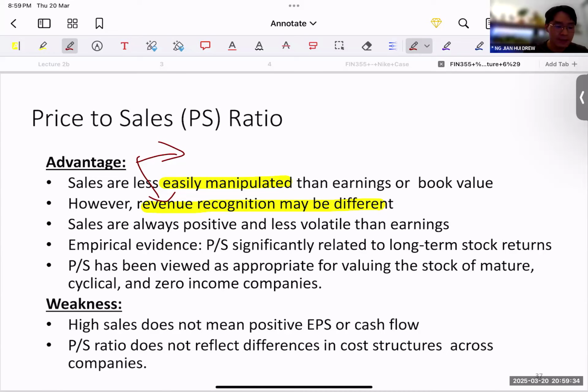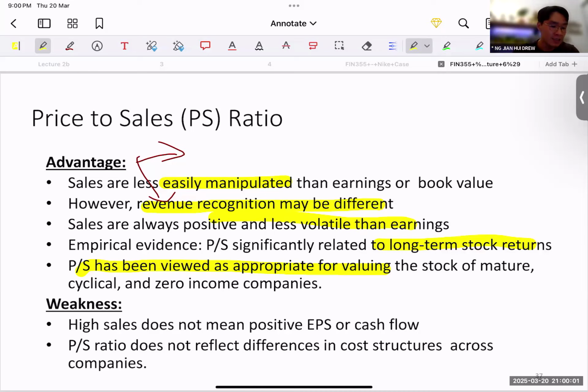Sales are also always positive, less volatile than earnings. We talk about this. Empirical evidence suggests price to sales is significantly related to long-term stock returns. PS is also appropriate for valuing stocks for mature, cyclical, and zero income companies. Yeah, so if there's no earnings, you also can use the price to sales ratio.